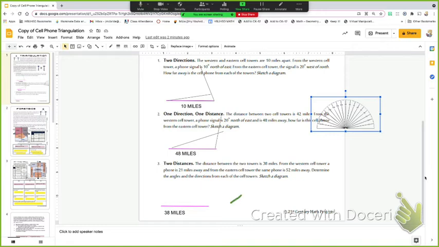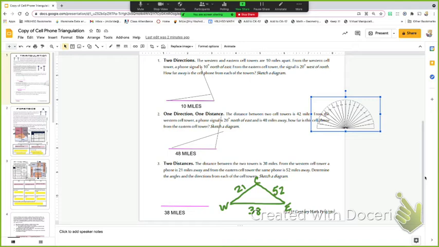So I'm going to go ahead and do this. Again, not to scale. I'm going to transfer it to scale in a little bit. From the western tower, it's 21 miles away. So the cell phone's 21 miles away here. So let's call this W, let's call this E, and I usually call this one C for cell phone, because that's where the cell phone is. And from the eastern tower, it's 52 miles away.